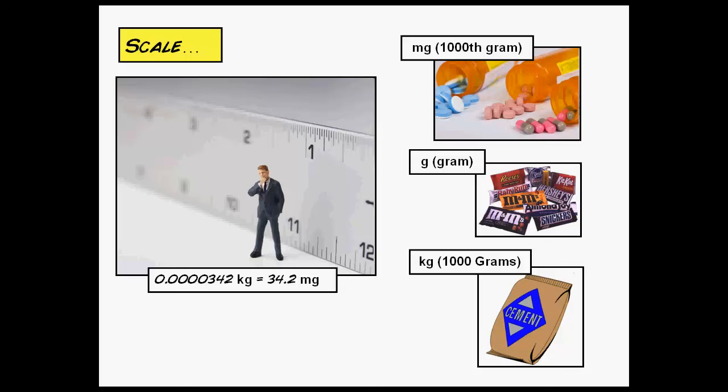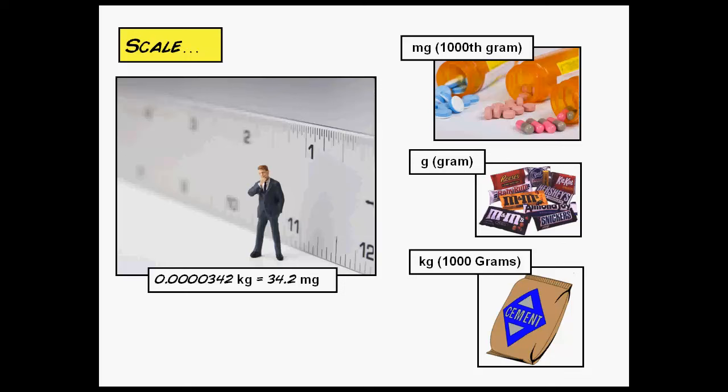It's also important to recognize scale when we're making measurements. For example, when we're measuring drug molecules in a pharmaceutical preparation, we use milligrams. This is 1,000th of a gram. When we are measuring the nutritional content in a candy bar or other foodstuffs, we use grams. And when we are measuring larger materials, such as this bag of cement, we would use kilograms.